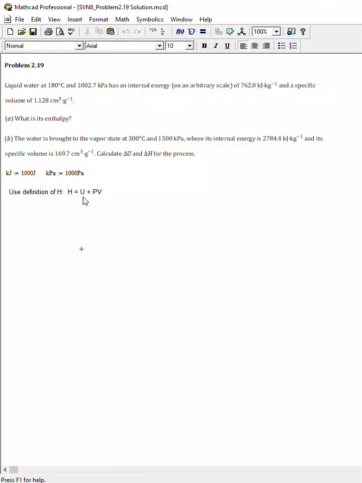Enthalpy is defined as the internal energy plus the pressure times the volume. And so here everything's on a per mass basis. We know what U is, that's given to us as 762. We know what pressure is, that's 1002.7 kilopascals, and we know what the specific volume is. And so to do that problem, it's just a simple application of this definition.